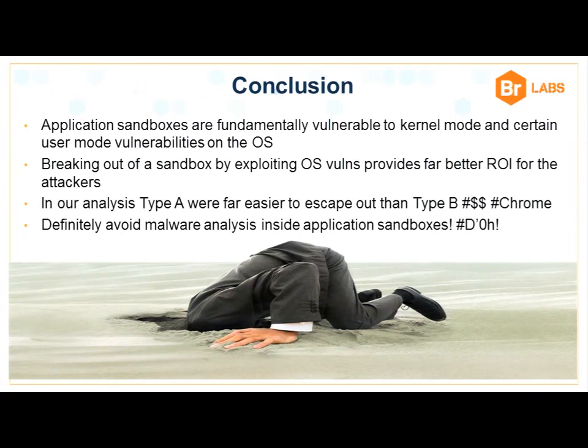In our analysis, we found that type A sandboxes were far easier to break out of than type B, simply because type B sandboxes like Chrome and Adobe Reader are designed for just one application, not for any arbitrary application. So the hardening can be very targeted, and you can do a much better job of making sure the attack surface is limited. But a type A sandbox like Sandboxie is a very generic platform. It is not robust enough. And some people actually do malware analysis inside sandboxes like Sandboxie. Don't do that. That's bad. Things will happen. So really avoid that.